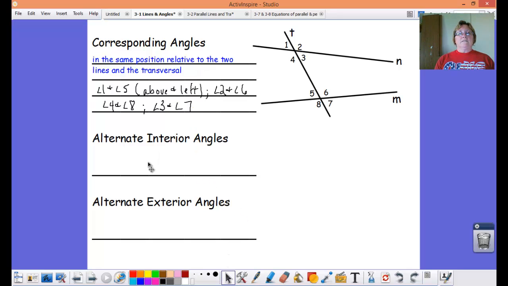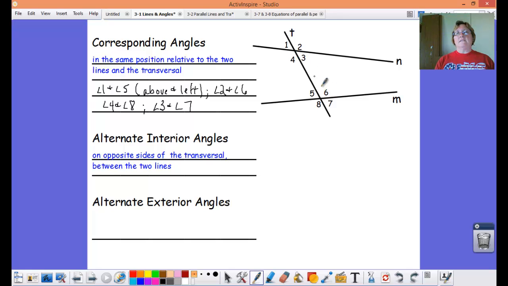Alternate interior angles are angles that are on opposite sides of the cut through, the transversal, but between the two lines. So you have to be in between the two lines and on opposite sides of the cut through. That would be something like angles 4 and 6. And the other pair of alternate interior angles, angles 3 and 5.